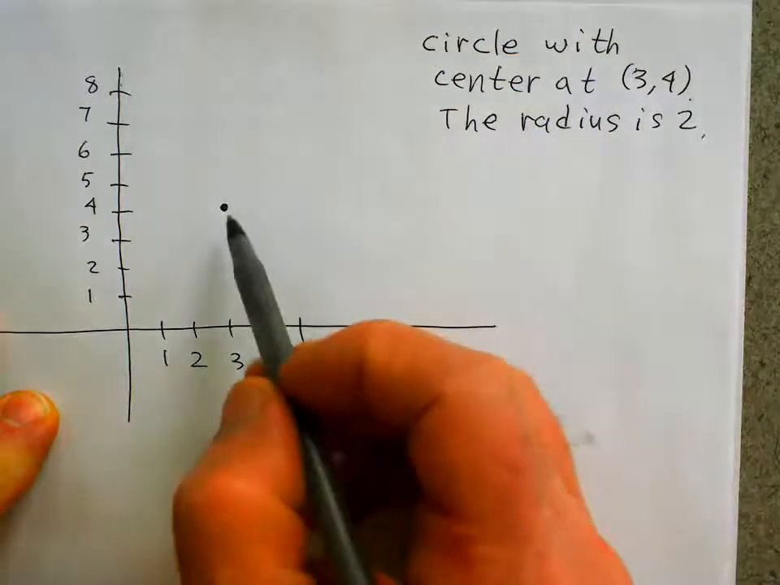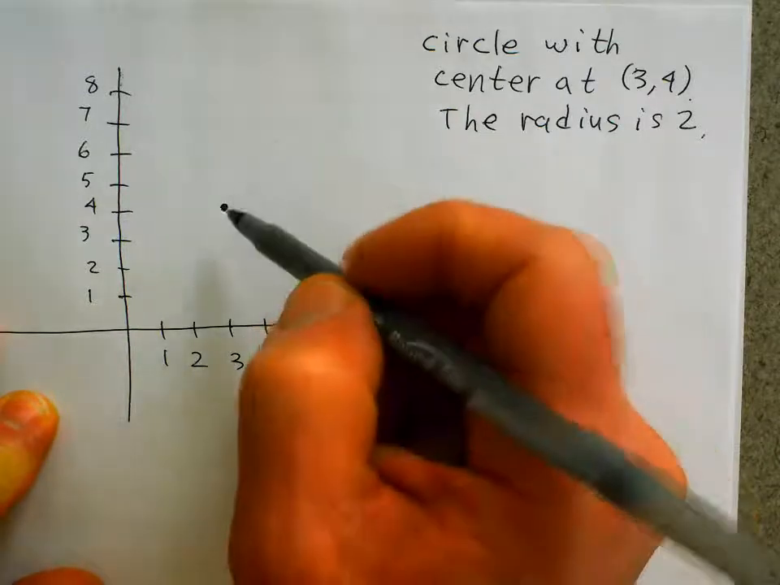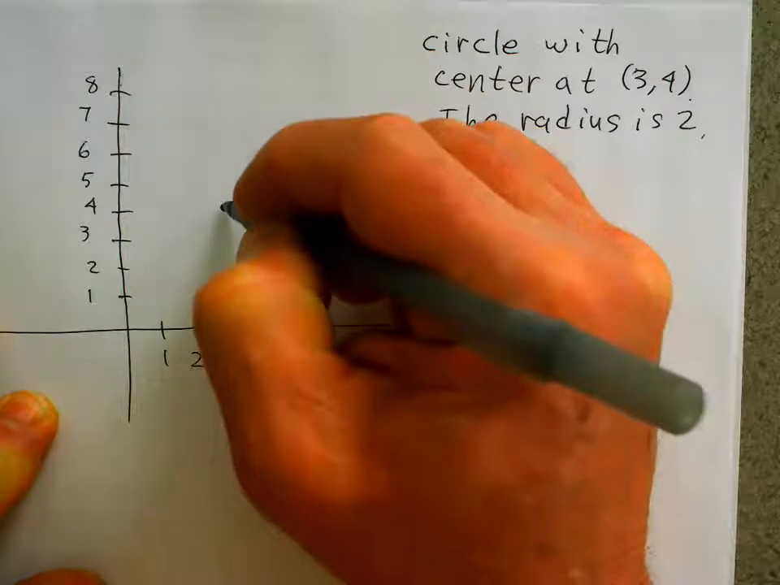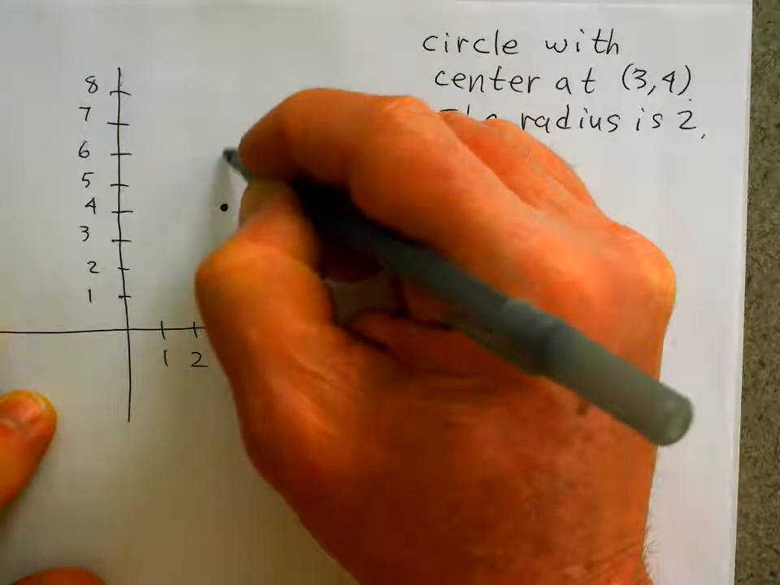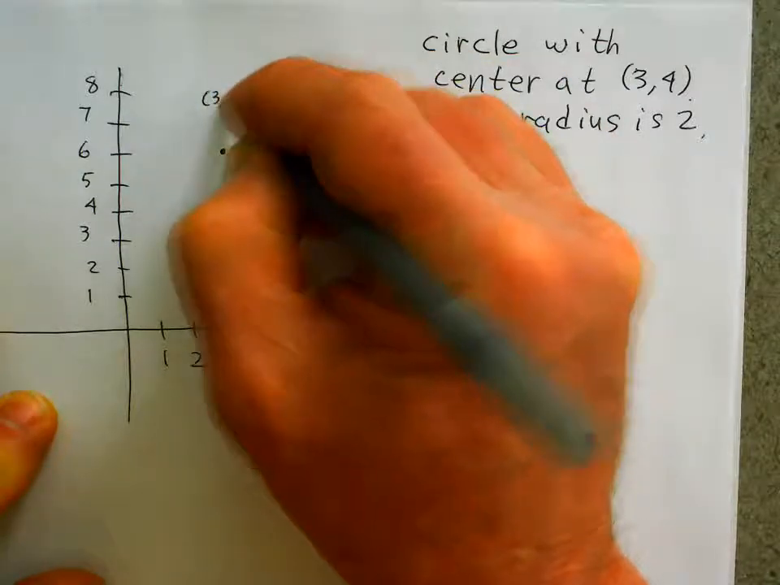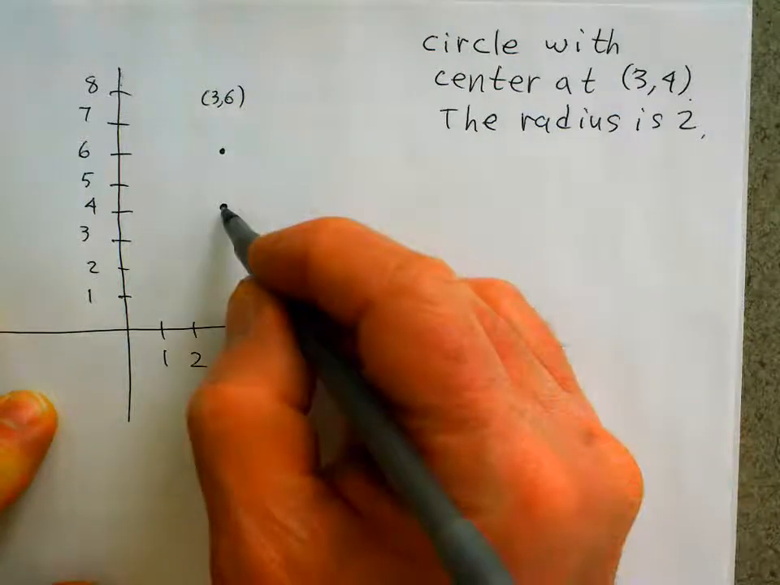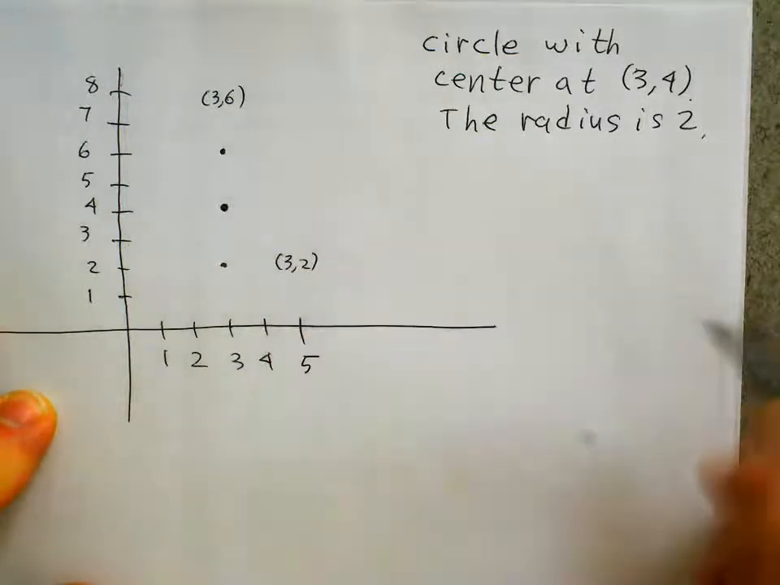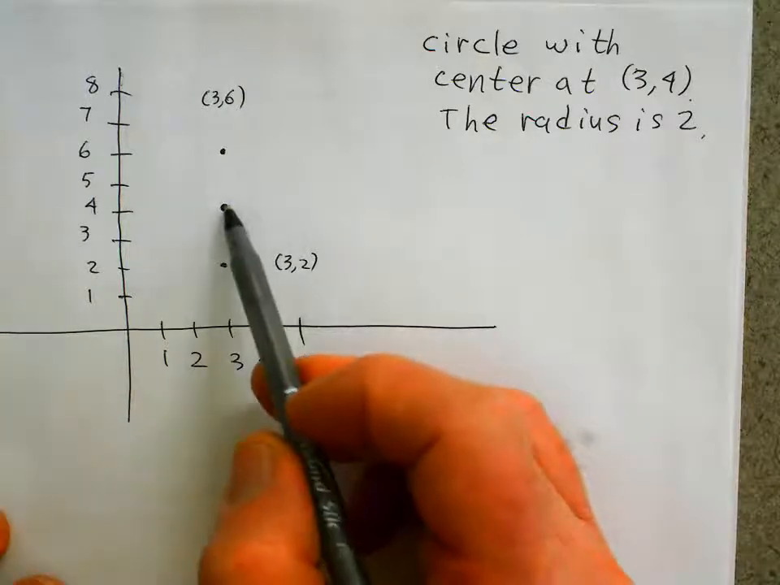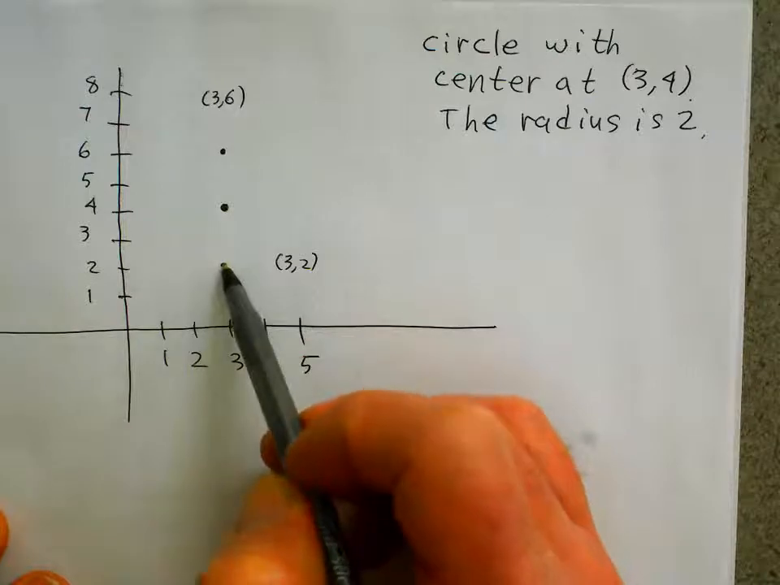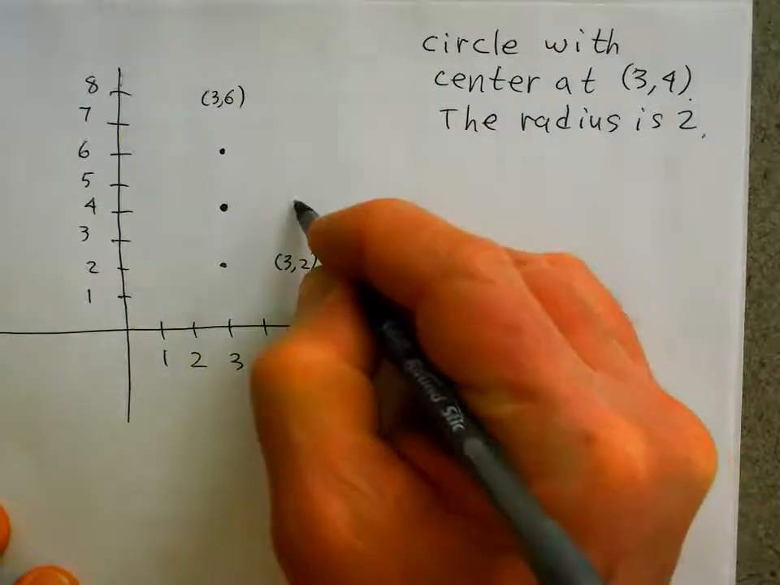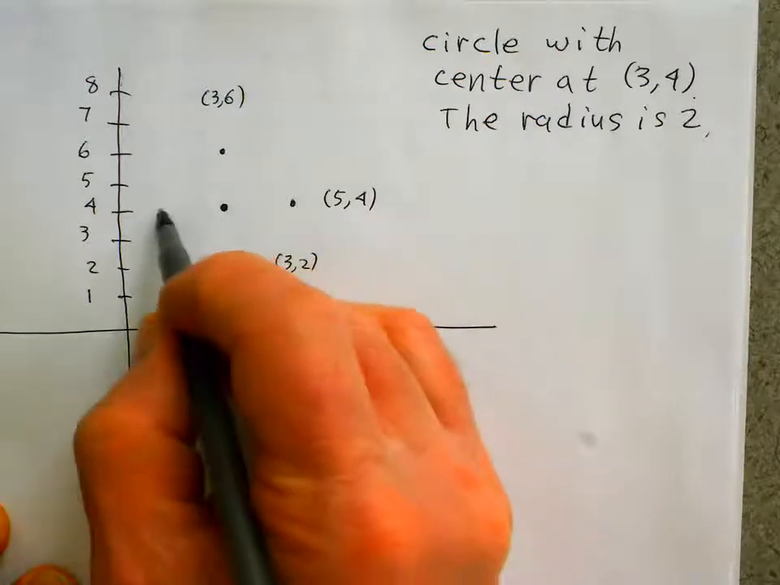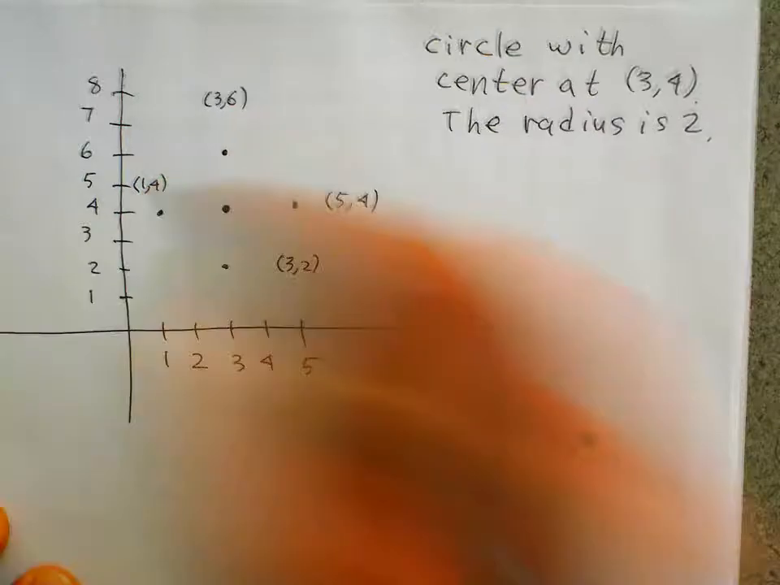So the circle is the collection of all points whose distance from the point 3, 4 is 2. So we can find a few points. If we go vertically upwards, then this point 3, 6 is a point on the circle. This point 3, 2 is a point on the circle because the radius is the distance from the center to any point on the circle. This point, 5, 4, is a point on the circle. And this point, 1, 4, is a point on the circle.